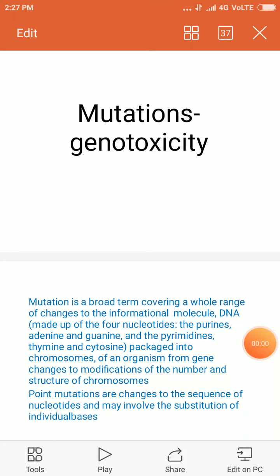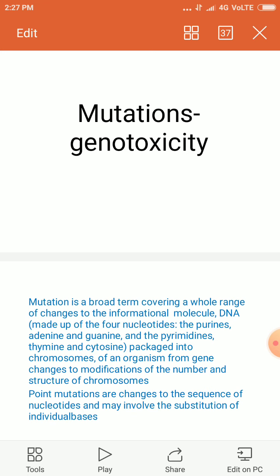Afternoon, students. Now let us move on to the next topic, that is mutations and genotoxicity. First of all, the question arises: what do you mean by mutation? As you all know, you might have studied in your genetics paper also. So, let me have a discussion with respect to this in toxicology, with respect to toxicants. We will see first what we mean by mutations.